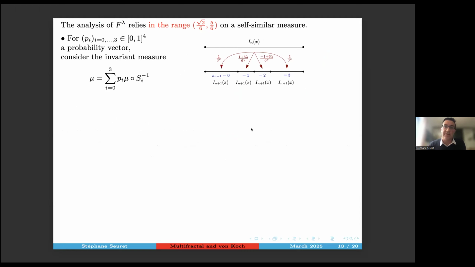And once you have a dynamical system, then in this context, we introduce the natural self-similar measure associated with this dynamical system. Okay, so you take a probability vector P0, P1, P2, P3, and consider the unique invariant measure associated with the probability vector. So how does it work, right? It means starting from an interval of generation n, you split it in 4 intervals, right? The first one has length 1/3, the second one 1/6, the third one 1/6, the last one 1/3, and you distribute the mass by multiplying.